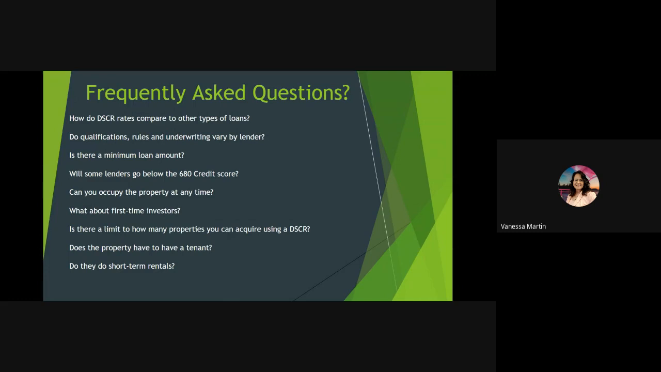Some of the other questions: can you occupy the property at any time? Unfortunately, with rental properties, because it is an investment property, you cannot occupy. These are for investment properties only. With that being said, short-term rentals are a little bit different. If you're purchasing a short-term rental, as the owner, you are allowed to stay at the property 2 weeks annually, right? So again, 2 weeks out of the year, absolutely, you can stay there, but you cannot occupy the property under this loan, right?